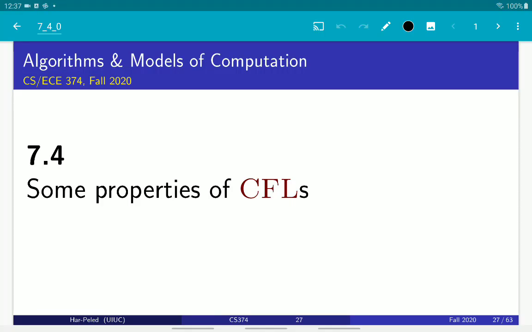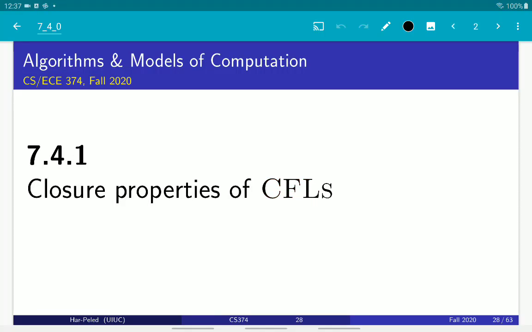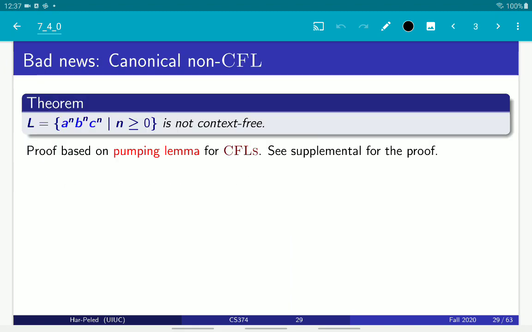Okay, so let's talk about some properties of context-free languages, and this is going to be a bit of a swing because we will have good news and bad news. So let's start with the bad news. Let's see an example of a language that is not context-free, and this language is just a to the n, b to the n, c to the n, right?